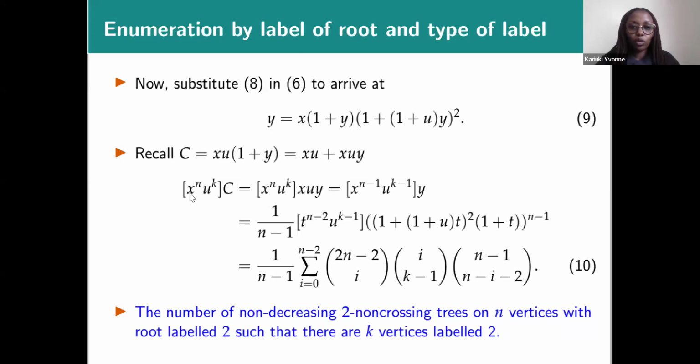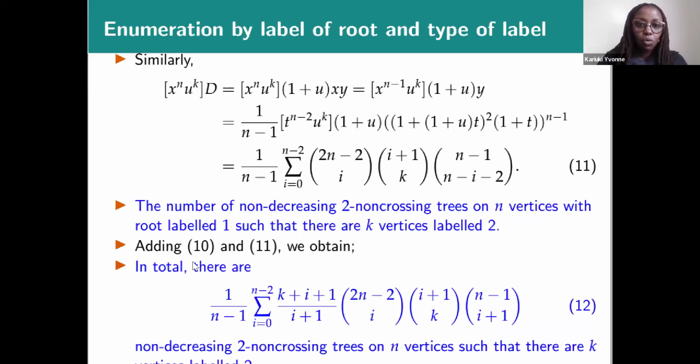So if I'm going to look for the coefficients of trees with n vertices such that k of those vertices are labeled 2, it's the same as looking for trees with n minus 1 vertices such that k minus 1 of those are labeled 2. So applying the Lagrange inversion formula and obtaining the binomial coefficients, I was able to obtain equation 10. So this becomes the formula that enumerates the non-decreasing non-crossing trees on n vertices where the root is labeled 2, and k such vertices are going to be labeled 1. This is a formula for C.